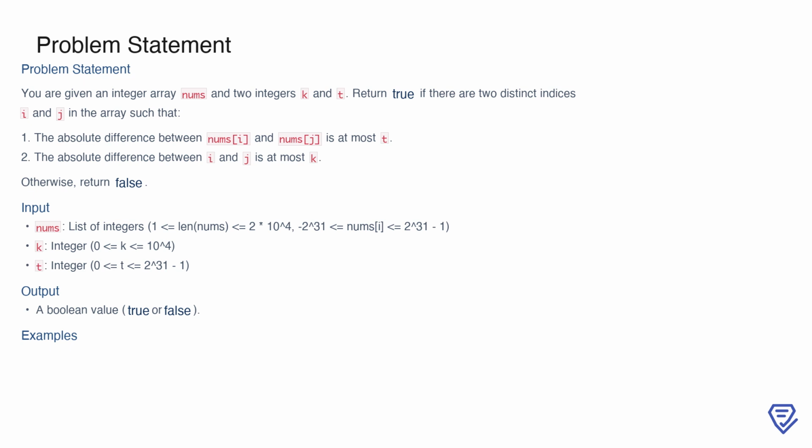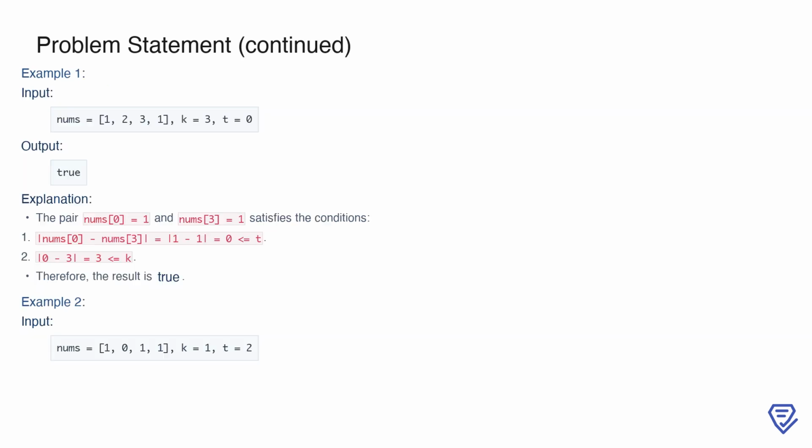The input consists of the array nums, which can have up to 20,000 elements, and the integers k and t with given constraints. The output is a Boolean value, true if such a pair exists, and false otherwise. For instance, consider the first example. Here, nums is [1, 2, 3, 1], k is 3, and t is 0.